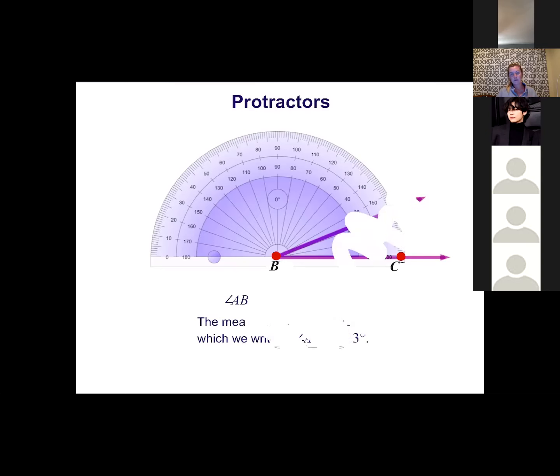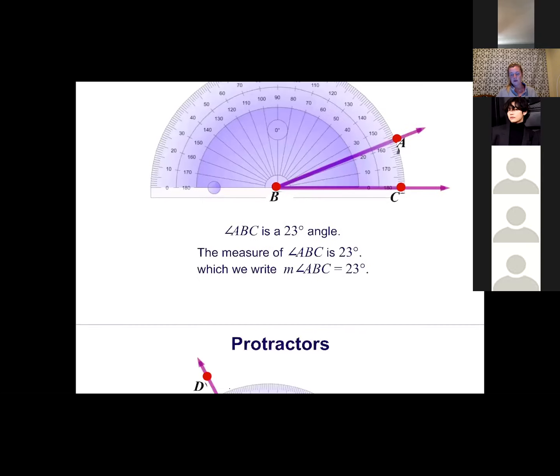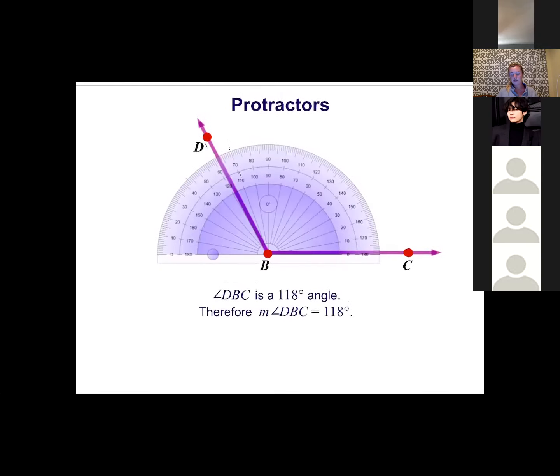So if we were in class, we would all have one of these objects, and it is called a protractor. Here's another example of a protractor. It says DBC is 18 degrees. So you could have gone to 110 and you could have counted all these little notches going this way, or you could have said, oh, I'm at 120 here, I'm gonna subtract 2. And that's why I'm left with the measure of DBC being 18 degrees, okay?